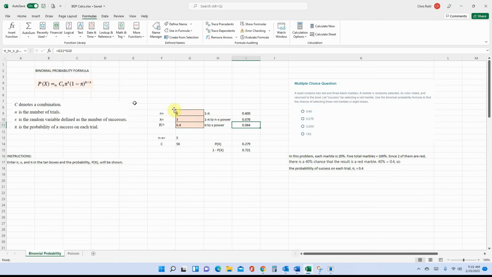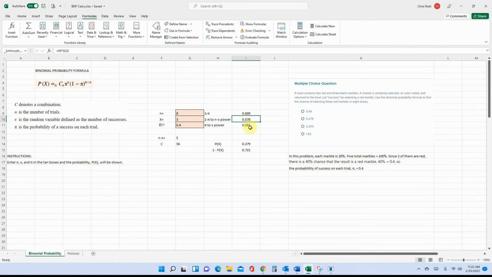Now we take that answer, that 0.6, to the power of n minus x. Right down here is n minus x. N is 8, x is 3, take the difference, it's 5. So we're going to take 0.6 to the 5th power, and we get 0.078. So this is part of the answer, and this is part of the answer.